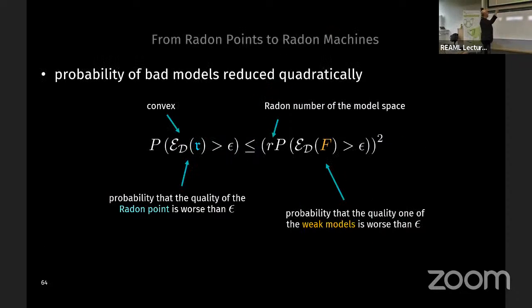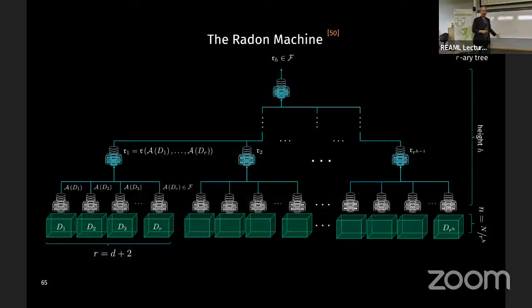Now, as I said, if you do this Radon computation once, then the probability of having a bad model is reduced quadratically. But of course, you can stack that. So if you have a huge number of clients, R to the H, you can partition them into sets of R and compute a Radon point of each. That gives you a model. A model is just another point. So you can then partition these R to the H minus 1 many points again into sets of R and compute the Radon point, and do that until you are left with a single uber Radon point.